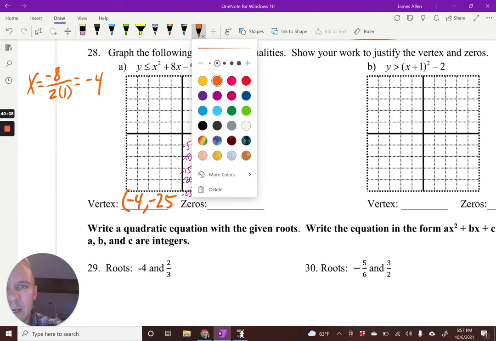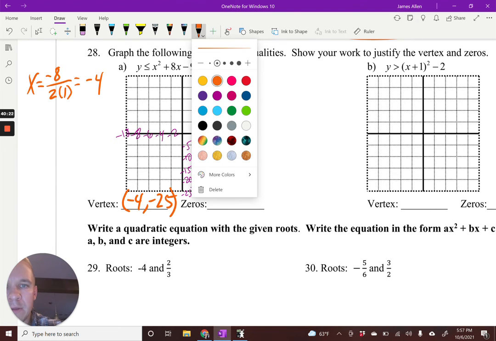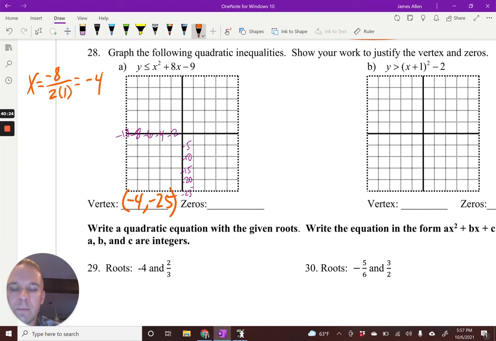And then, let's see here, boom. I'm actually going to need to scale the other one as well. I'm going to do that while I'm clicking through markers a million times. We're going to go by 2's here. Negative 2, negative 4, negative 6, negative 8, negative 10. All right, back to the orange and a thicker marker. All right, so if I plot that, negative 4, negative 25, that's right down here.